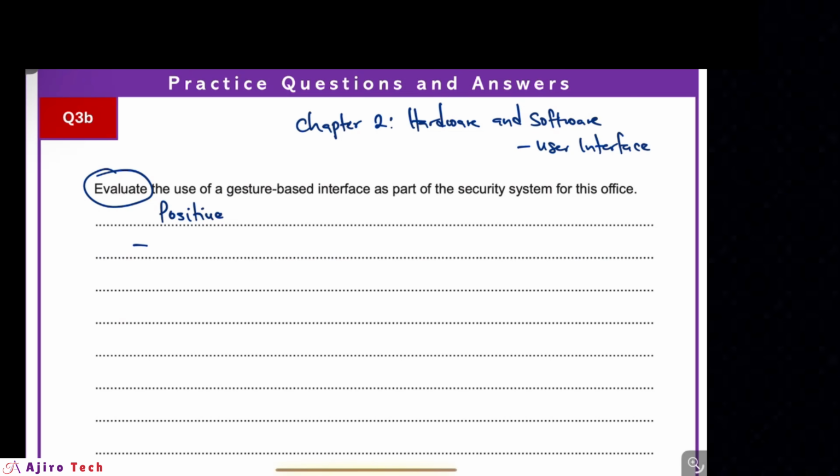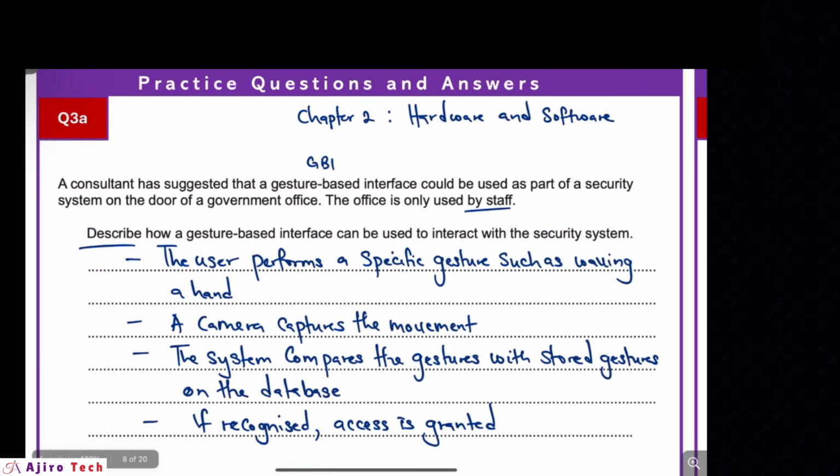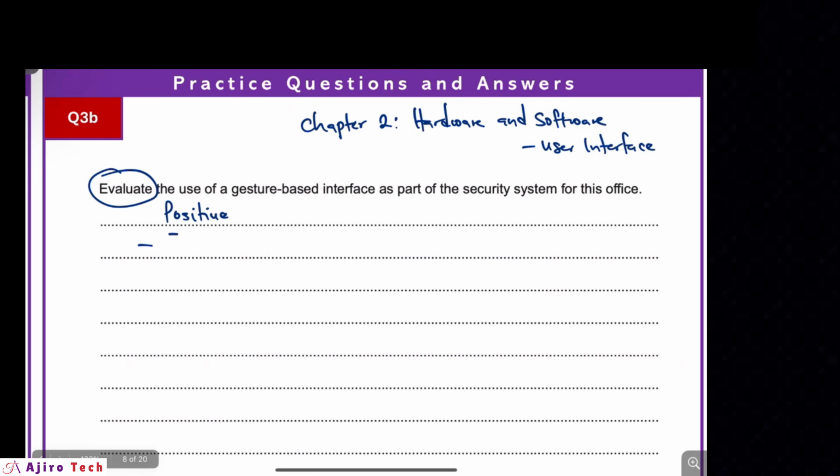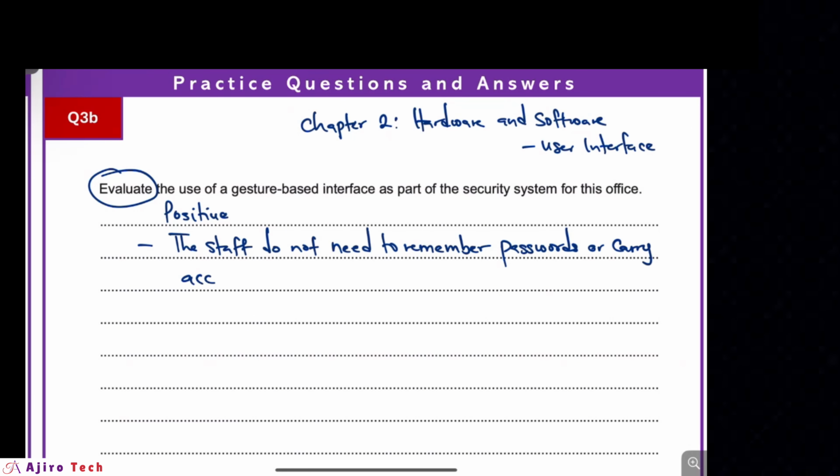Employees only by staff. Okay, the staff do not need to remember passwords or carry access cards, which is good. There's no need to touch the device.